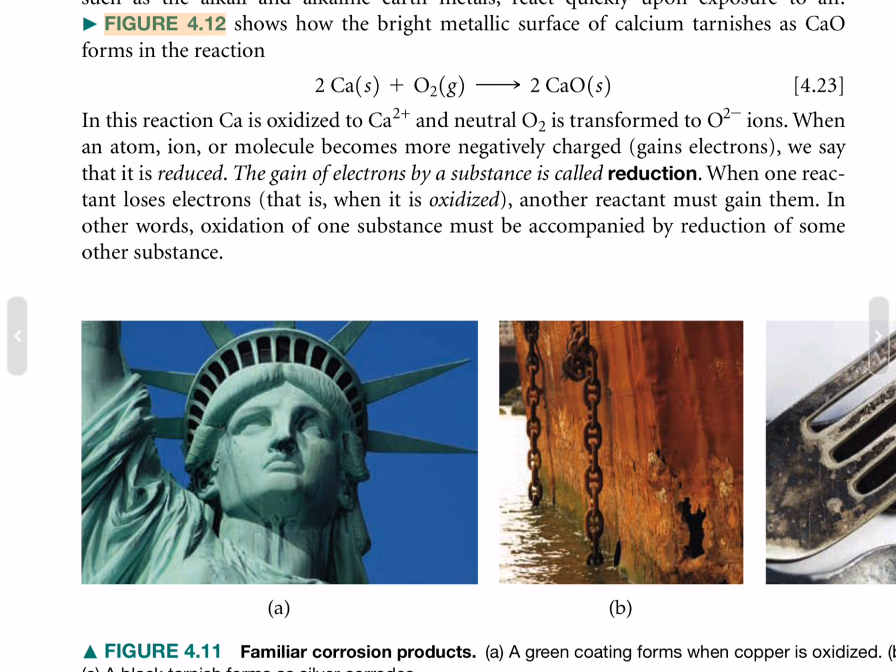When an atom, ion, or molecule becomes negatively charged, that is, gains electrons, we say that it is reduced. The gain of electrons by a substance is called reduction. When one reactant loses electrons, that is, when it's oxidized, another reactant must gain them. In other words, oxidation of one substance must be accompanied by reduction of some other substance.